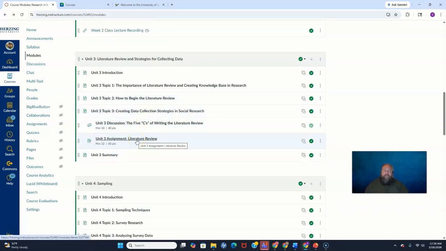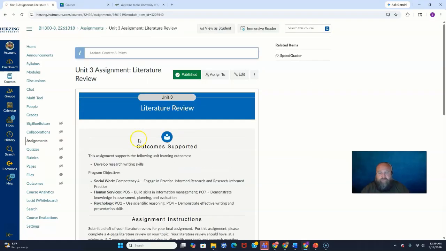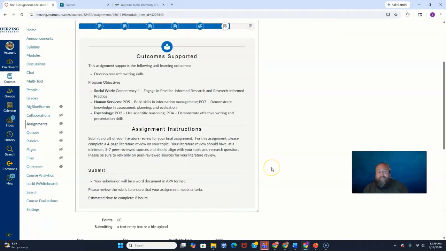Now, the other activity we're going to be doing is the Unit 3 assignment, which is an actual literature review. This also ties into that major assignment that's going to be due at the end of the semester. What I want you to do is a draft literature review for your final assignment. It should be a 4-page literature review. Remember what I talked about in the lecture: an intro, the body paragraphs, how you're going to present it, whether thematically, chronologically, or methodologically, and then the conclusion.